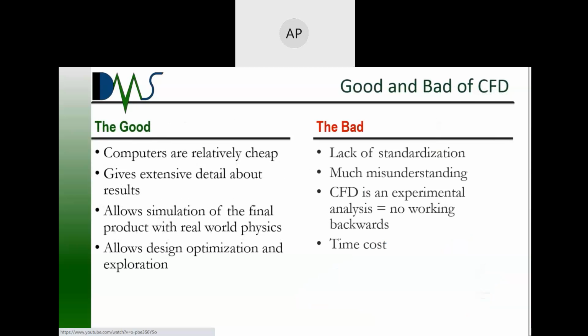So let's break down some of the trade-offs that get involved here. First off, the good side of CFD. Computers are relatively cheap. You don't have to pay too much for that brute force power. You do get a lot of detail out of your CFD simulation, which is really good at answering not just what your values are, but why. It helps explain why the answer is good or why the answer is bad. It's very good for making corrections and improving upon your results. And it allows you to simulate your final product with real-world physics. You're not making approximations, you're not building models. You can simulate things as they actually are in the real world.